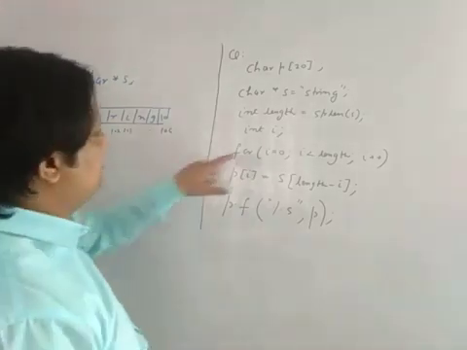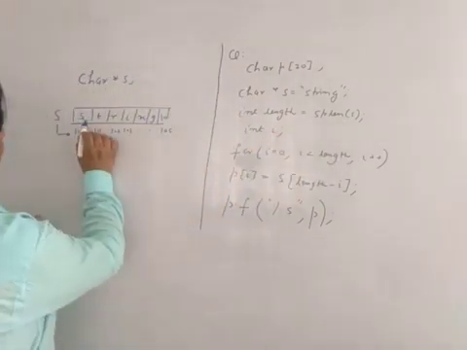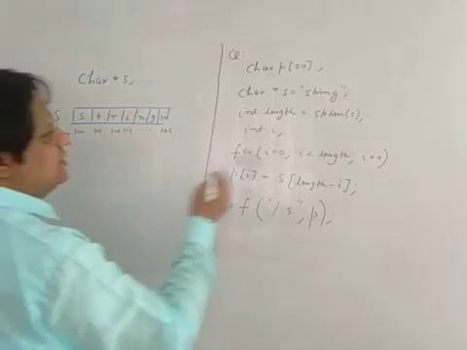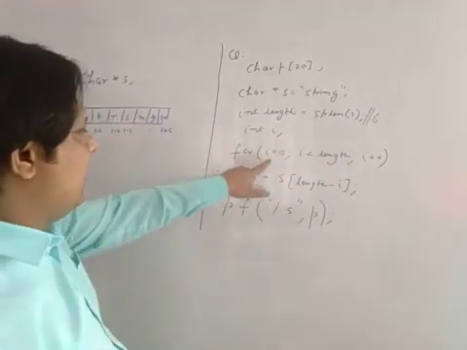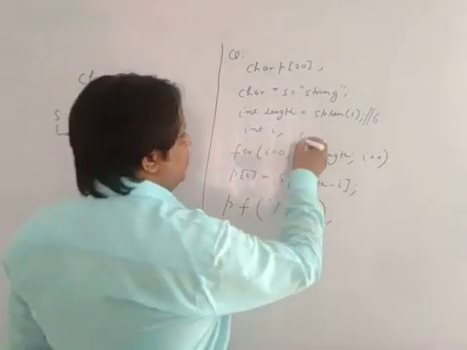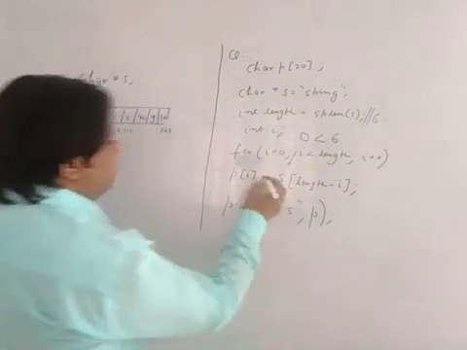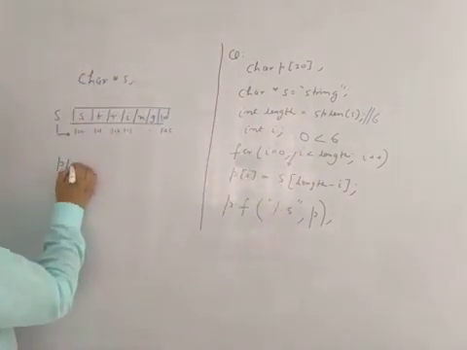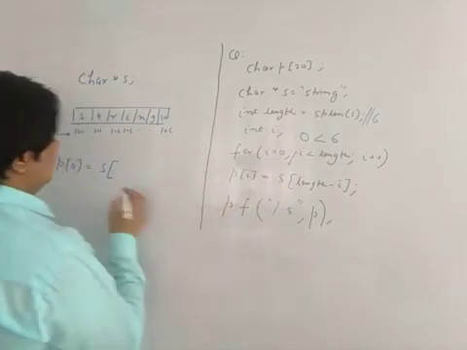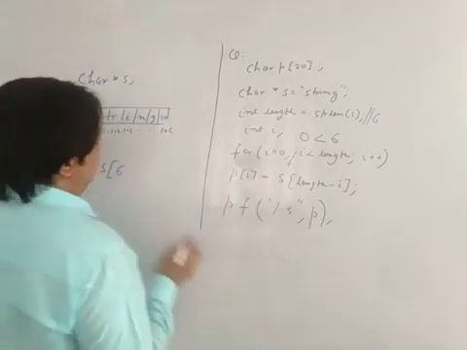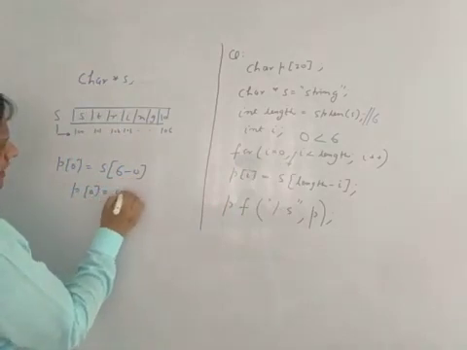Now what is the string length? String length does not take into account the null character. So string length of this is 1, 2, 3, 4, 5, 6. So the value of length is 6, right? Now for I is equal to 0. 0 less than 6, your condition is true. We go down. Now p[i], that is p[0] is equal to S[length minus i]. What is the value of length? Length is 6. And what is the value of I? I value is 0. So p[0] is equal to what?